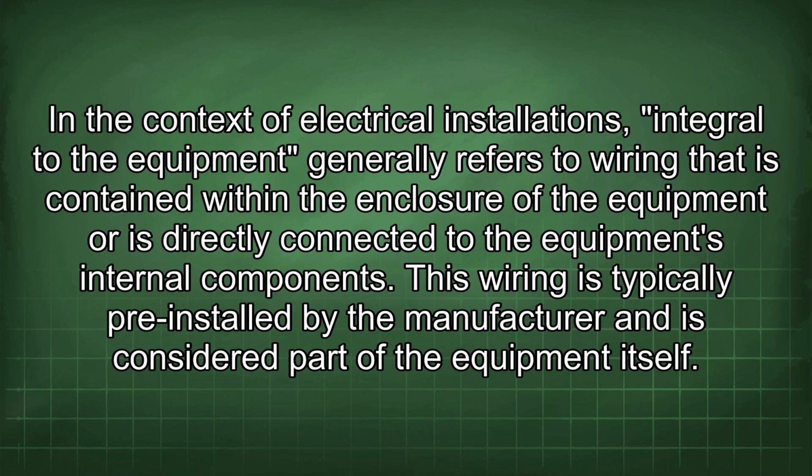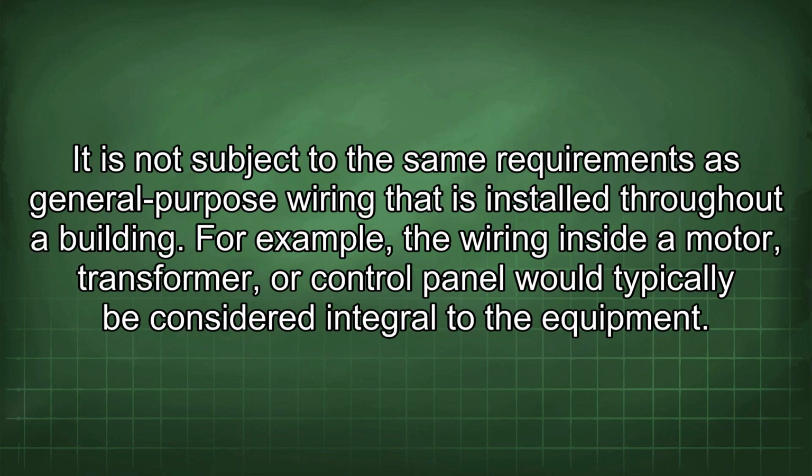In the context of electrical installations, "integral to the equipment" generally refers to wiring that is contained within the enclosure of the equipment or is directly connected to the equipment's internal components. This wiring is typically pre-installed by the manufacturer and is considered part of the equipment itself. It is not subject to the same requirements as general-purpose wiring that is installed throughout a building. For example, the wiring inside a motor, transformer, or control panel would typically be considered integral to the equipment.